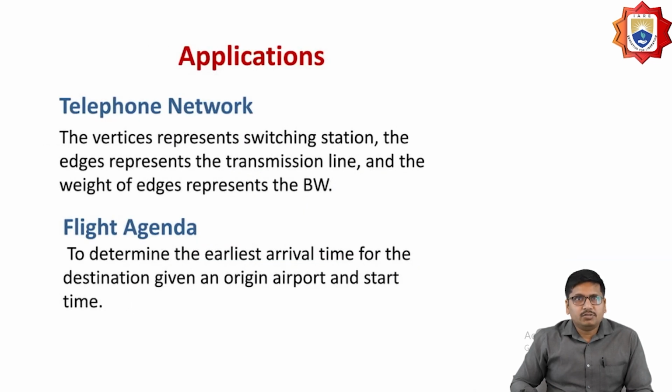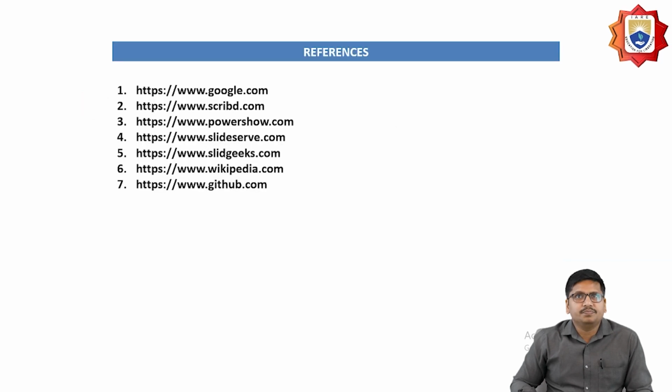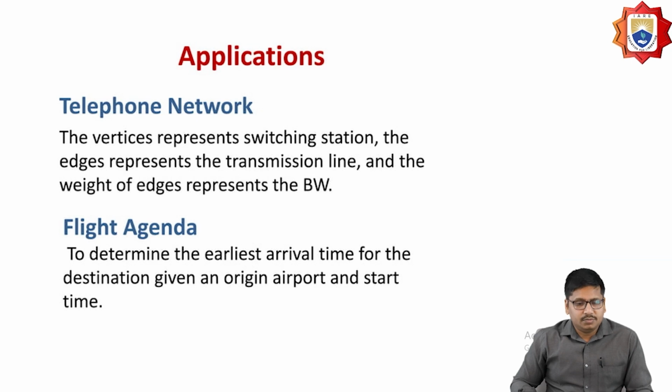So what are the applications of this Dijkstra's algorithm? Mainly it is going to be used in telephone networks, and it is also going to be used in flights to determine the earliest arrival time for the destination of a given origin airport and start time. So these are the references.